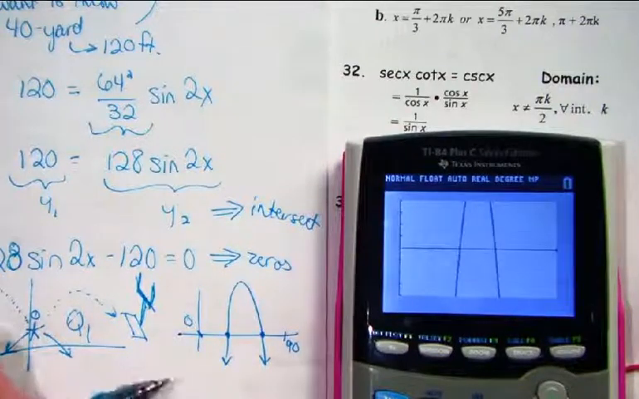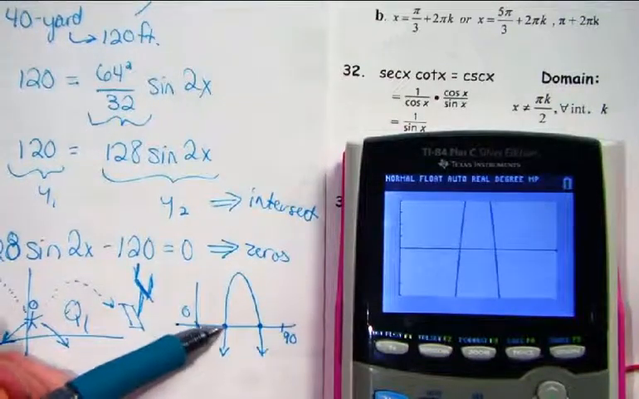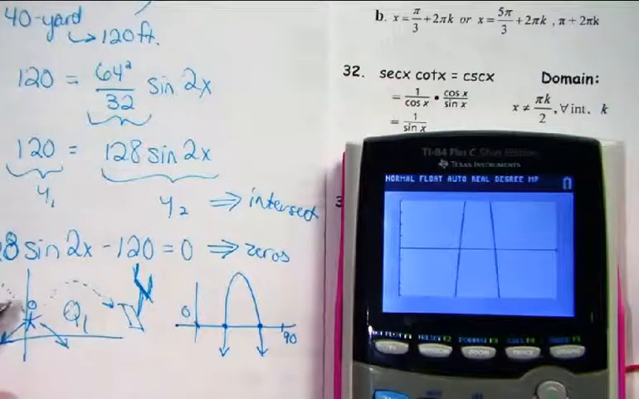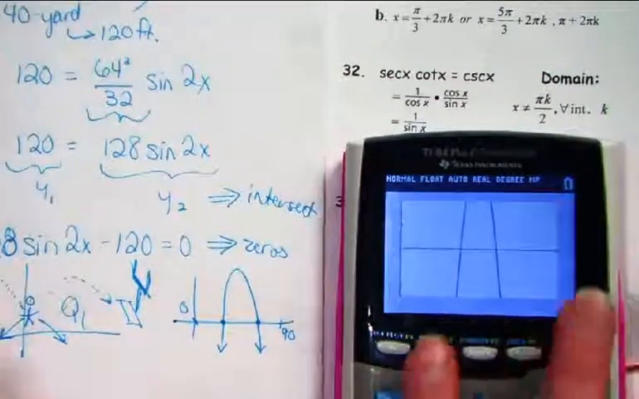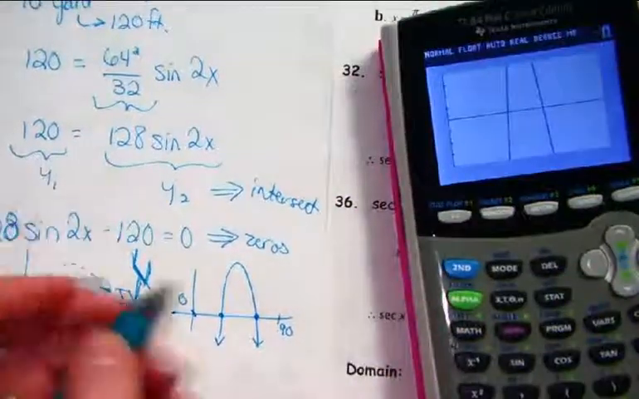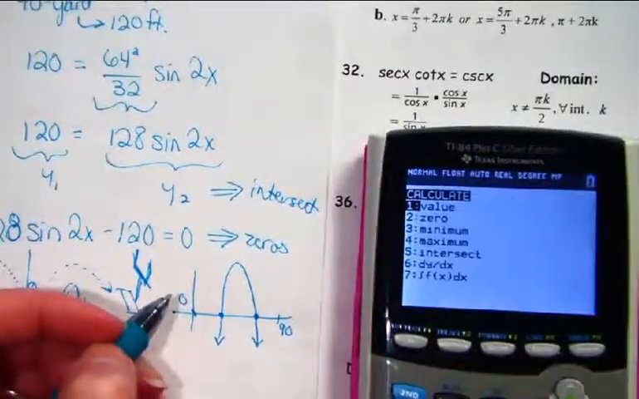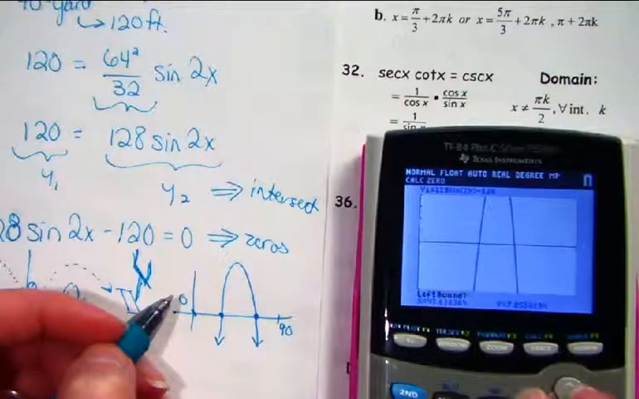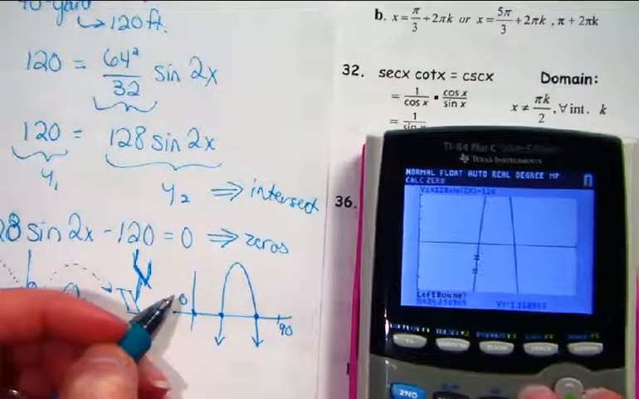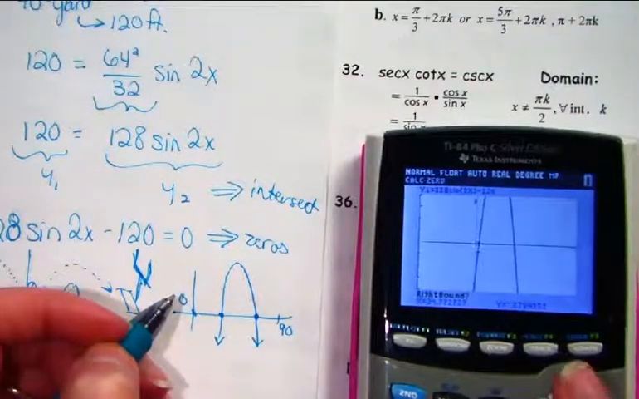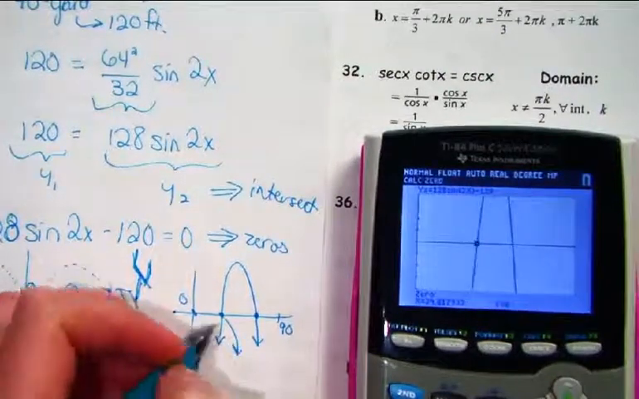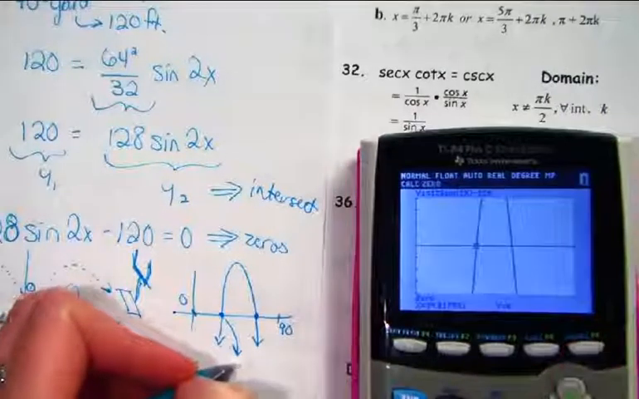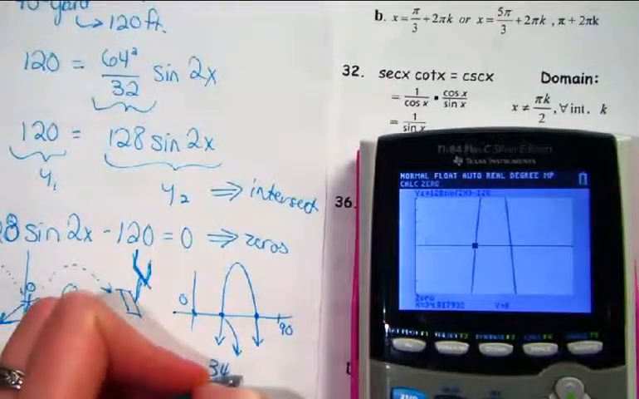There it is. So we need to find these zeros, and since he needs to throw a 40-yard pass, we have these two solutions going on here. So I'm going to calculate that first one. Finding the zero, set the left boundary. There's my cursor. That's looking pretty good for a left boundary and a right boundary. My first angle that I'm finding is 34.82 degrees.